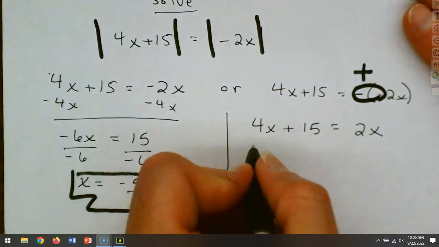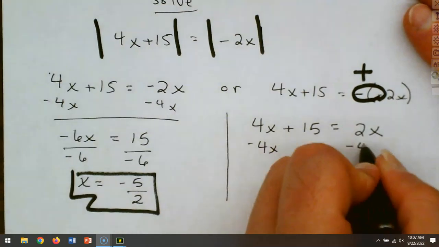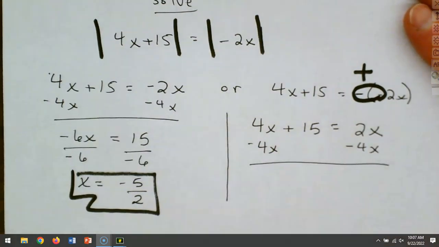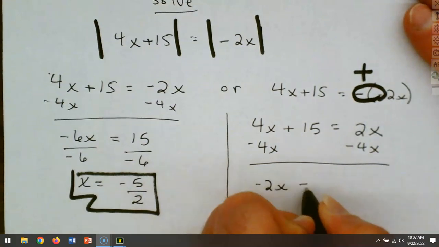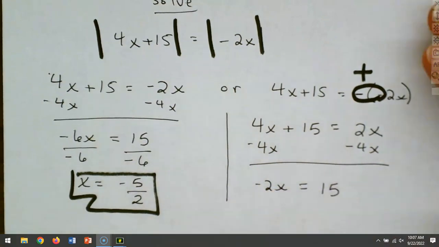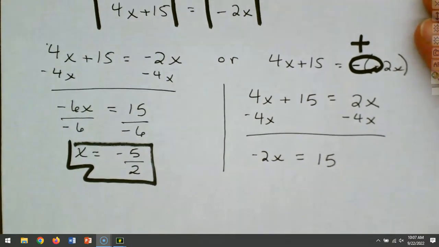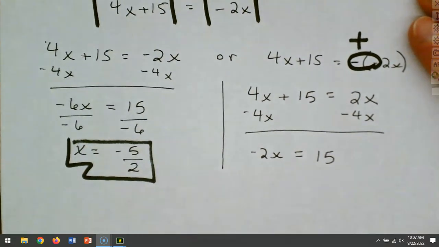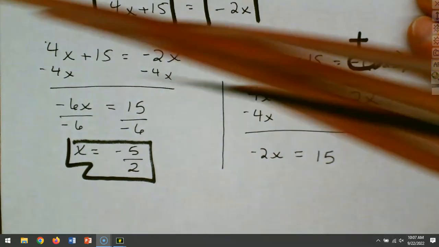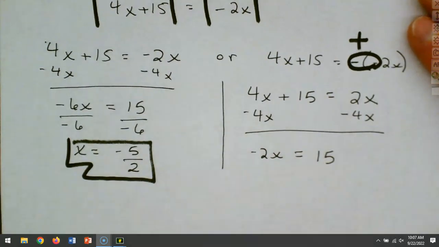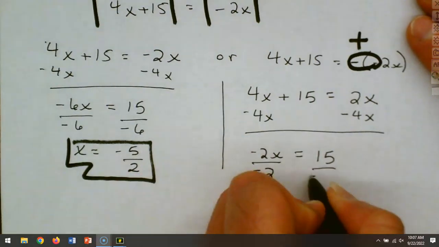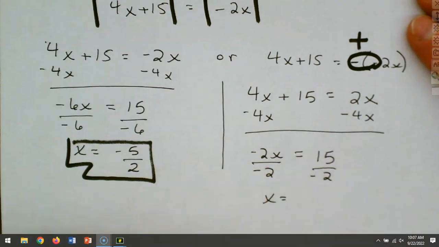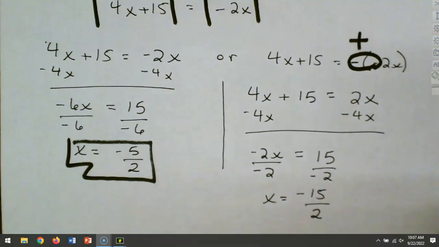So move your 4x over with subtraction. And I like to rewrite it on the left. So now we have a minus 2x, and that equals positive 15. Okay, everything's right there. Make sure I don't make any mistakes. Everything looks correct. Just double checking things. Now what do we do? Divide by our negative 2. And what's my final answer? Minus 15 over 2.